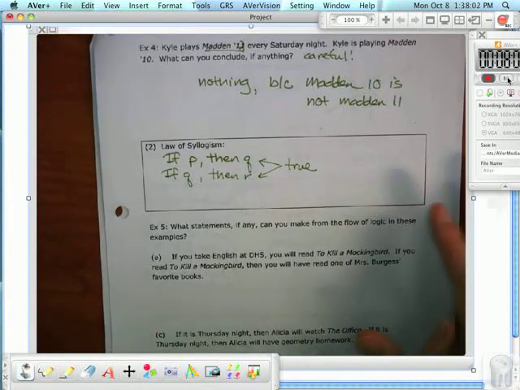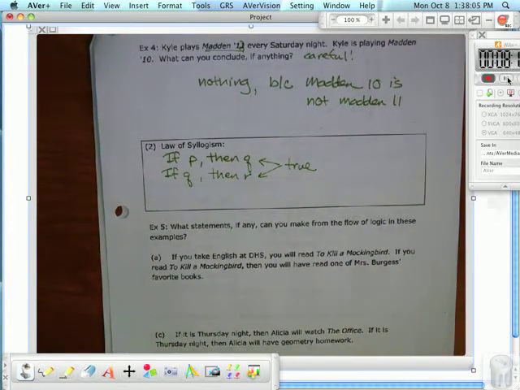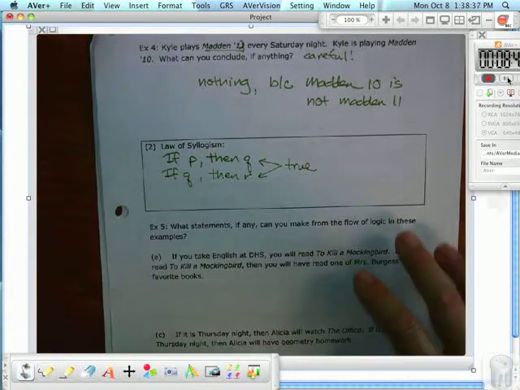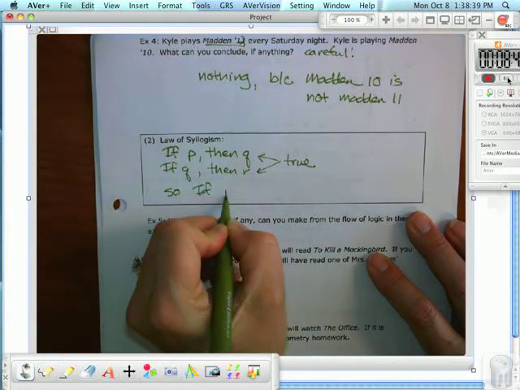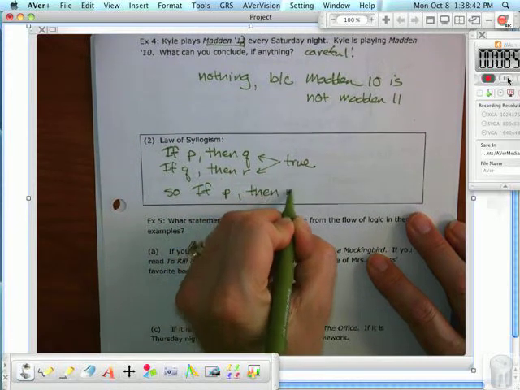So let's think about this. If P is something that happens, then Q happens. But then they're saying, if Q happens, then R happens. Can we conclude anything from this? If this happens, then this happens. If that happens, then that also happens. That means that these two things must happen. So if P, then R would also be true.